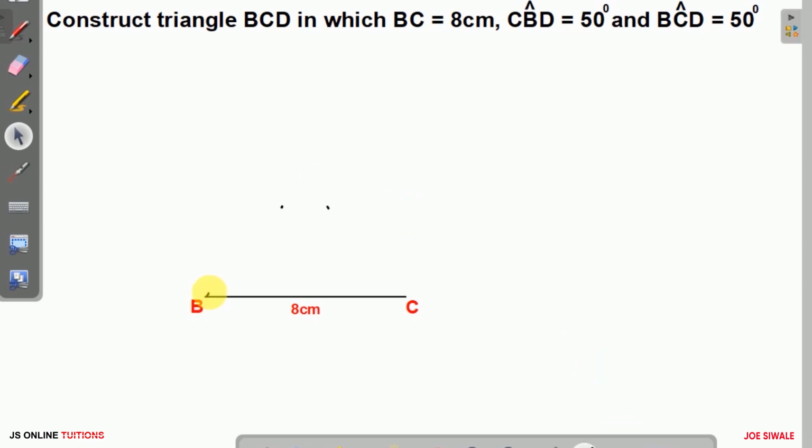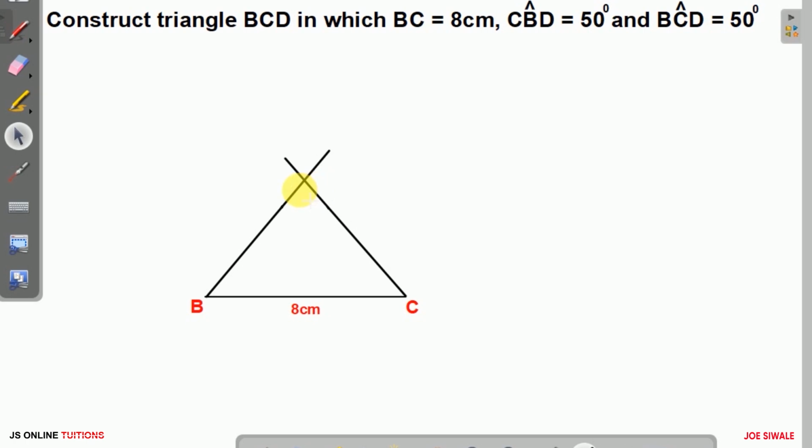So the first line will start at B, then it has to pass through this dot that we had put. Then the other thing that we're going to do, we're going to construct another line that will start at C. Then it has to pass through the dot that we had constructed. And as you can see, these two lines are meeting here.